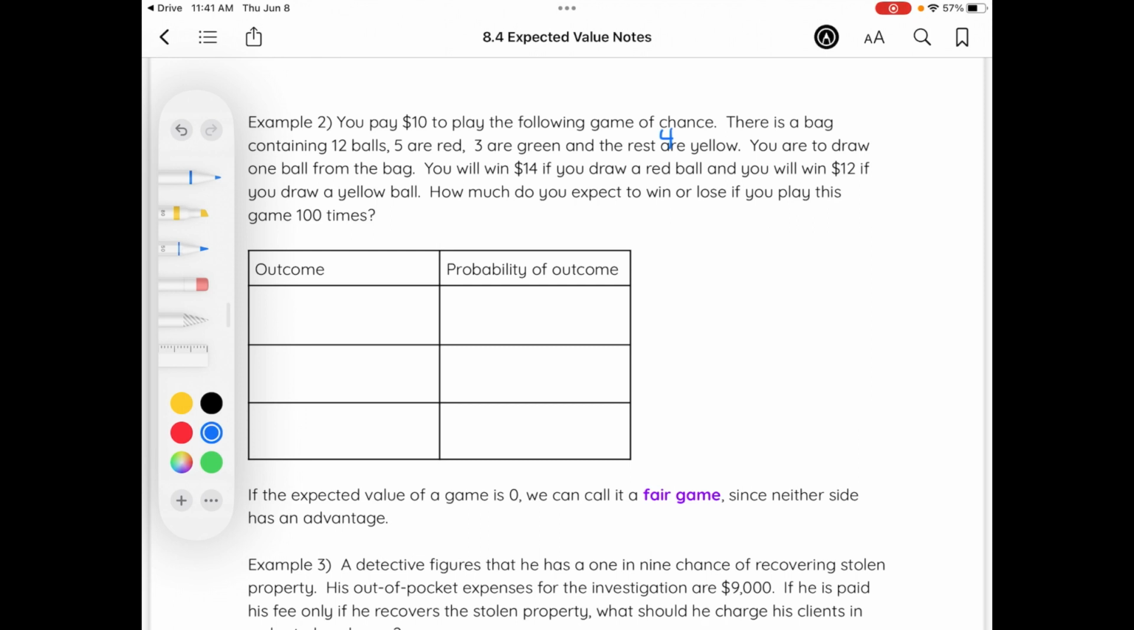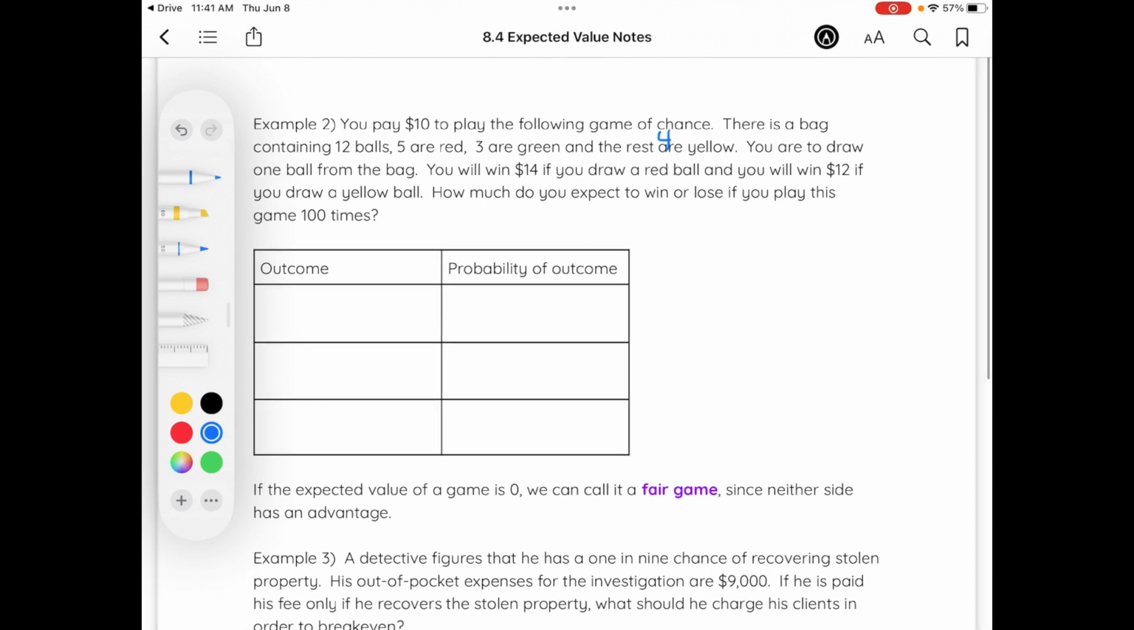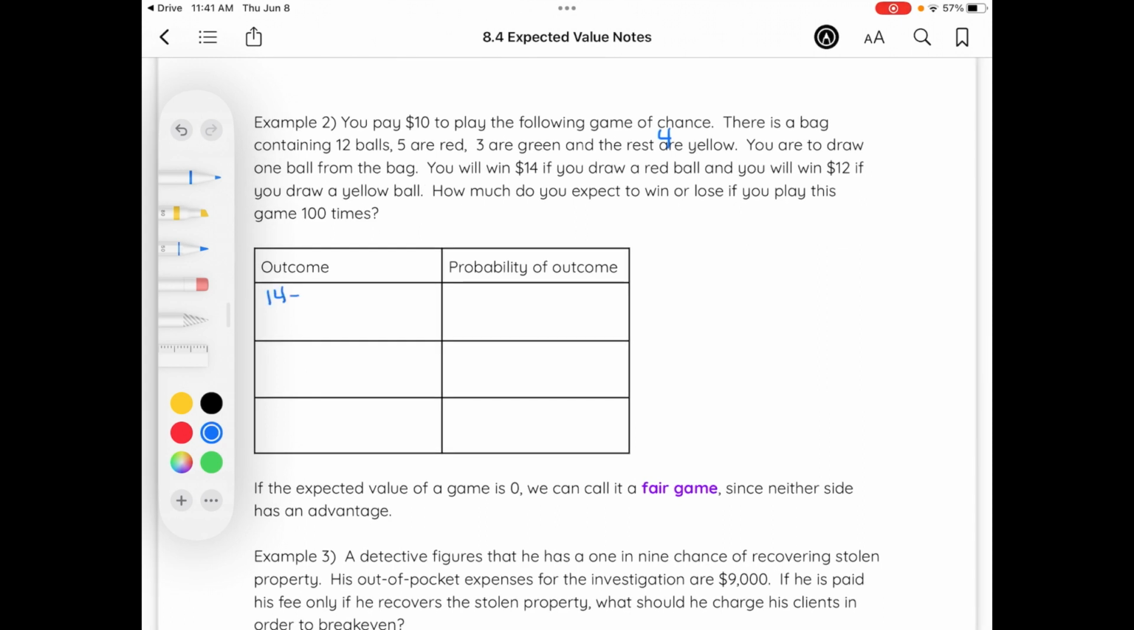So our outcome is a little different because we are expected to pay $10 every time we play. So I have the outcome of $14, but we had to pay $10 to play, so my net outcome would be $4. The alternative option was $12 that we would win, but if we're paying $10, our net would be $2. And then the other one, we're not winning anything, but we're still paying $10 to play, so I have a loss of $10 if we have this option.